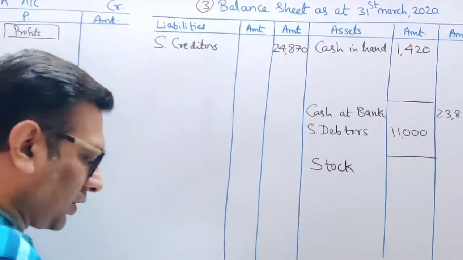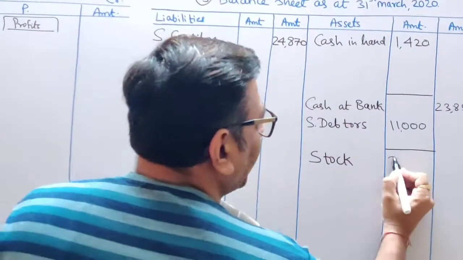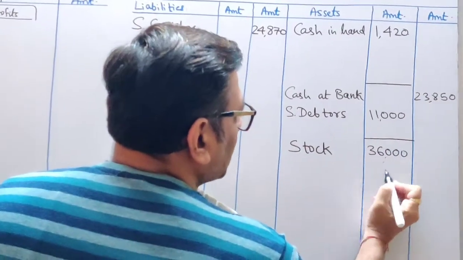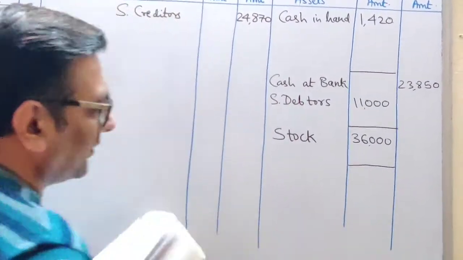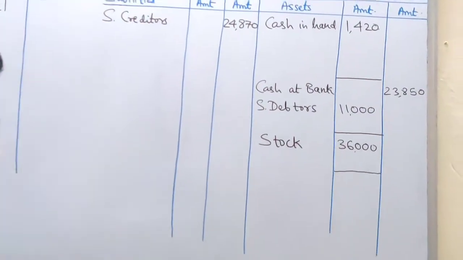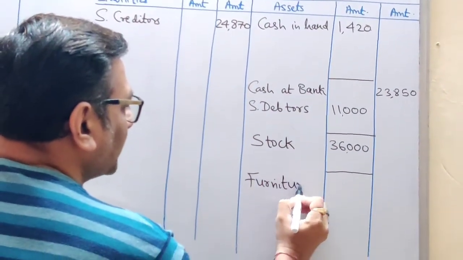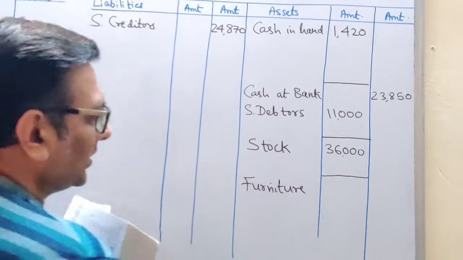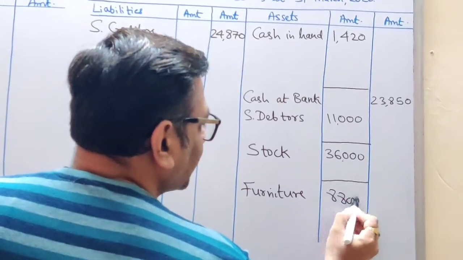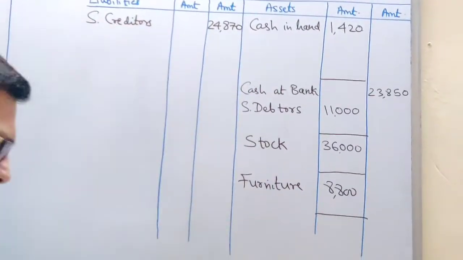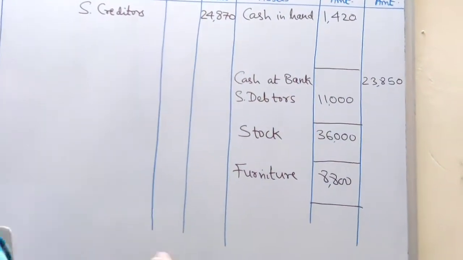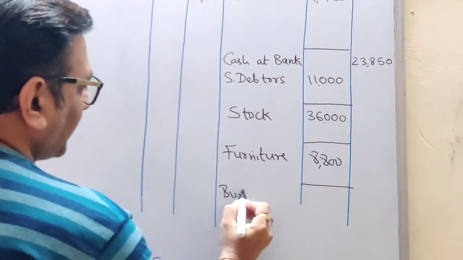Next is stock. Again there is a tick. I am going to write amount in inner column. Also I will leave one extra line for doing adjustment. Furniture. Again there is a tick for furniture. I will write amount in inner column. Also I will leave one extra line for adjustment. Building 80,000.